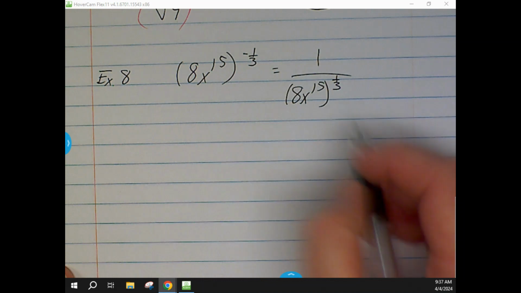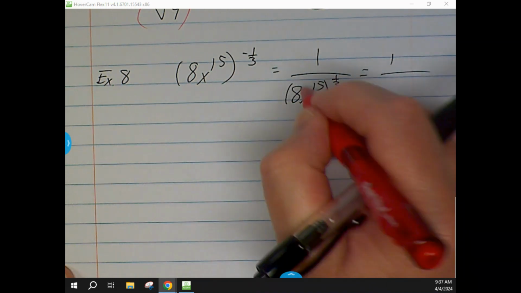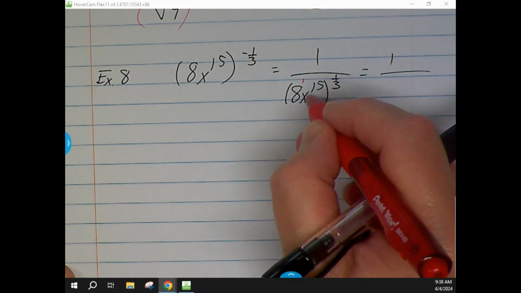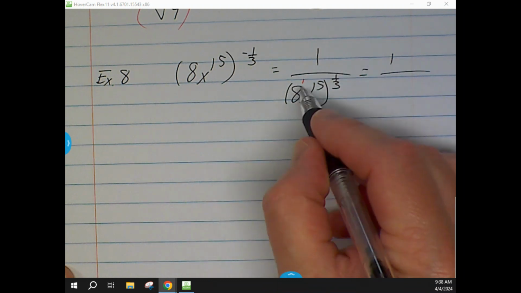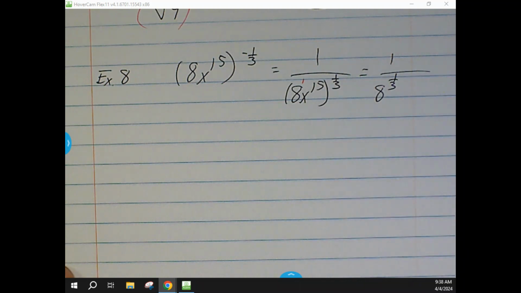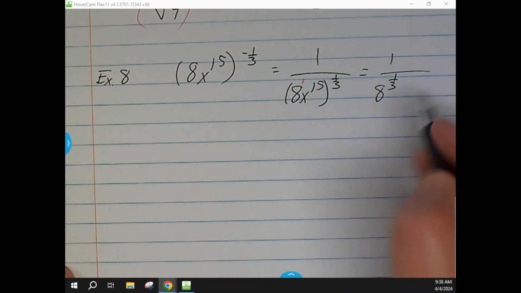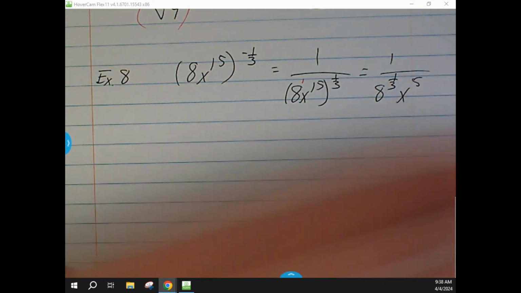Okay, and then you've got your distributive property. So we've got 1 over, again, 8 to the first power and x to the 15th power. We're going to take 1 and multiply it by 1/3. So it's 8 to the 1/3 power. And then for x, it's 15 times a third, which is really 15 divided by 3. So it's 5.